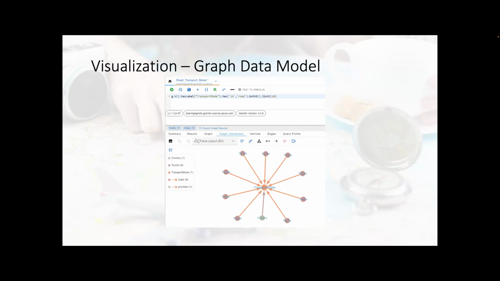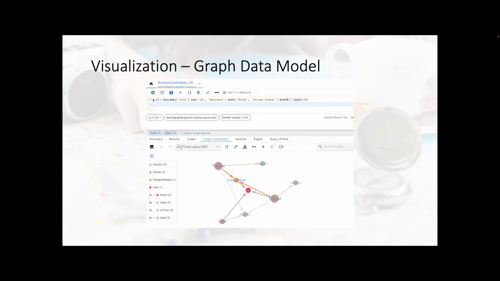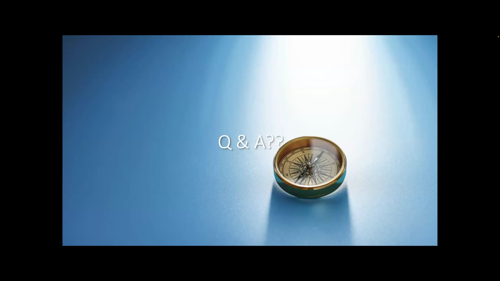Next, we're trying to localize which tourists, and where they come from, use the road transport mode. And we found out that Canada, which is one of the neighboring countries, is the one where road is frequently used as a transport mode to travel to the United States. Next, we're also trying to localize the business visa holders that are coming into the United States. We're trying to find what transport mode they use, which country they're coming in from, and how long they're staying in. This is it from our end, and we're open to questions. Please feel free to ask us.